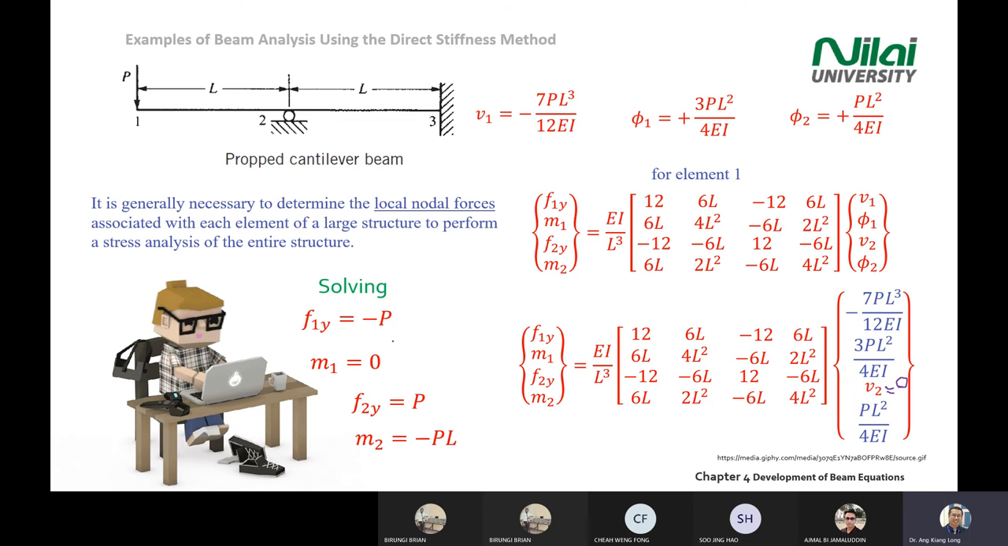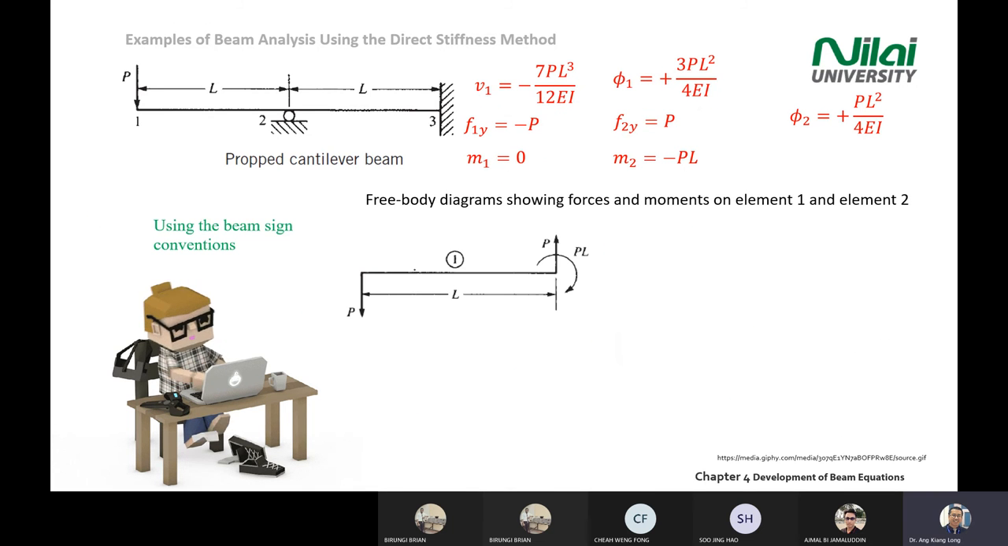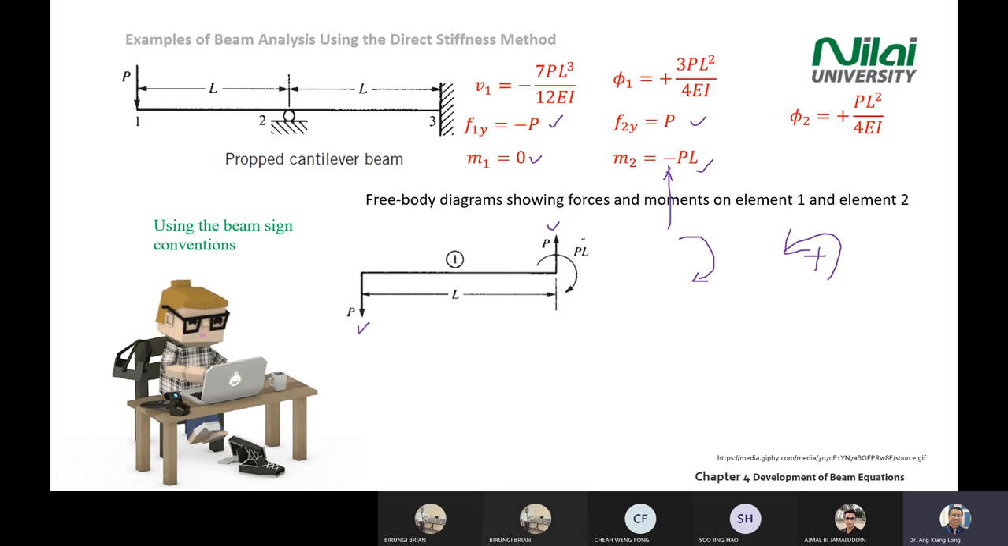So you have F1y negative P, M1 zero. The small letters mean you are analyzing in the element dimension. You put all the numbers inside and draw a free body diagram like what you see on the screen. For element 1, F1y is negative P, so you draw this arrow. F2y is positive, going up. M1 is 0, so there's no moment here. M2 is negative PL, and negative means clockwise, because anti-clockwise is positive. You see the arrow clockwise, but there's no negative sign there. The magnitude is the same, but the direction is different.